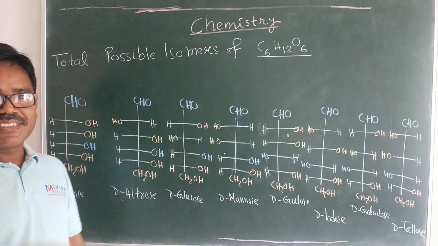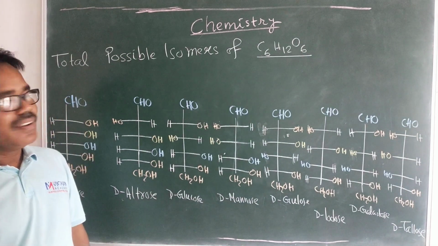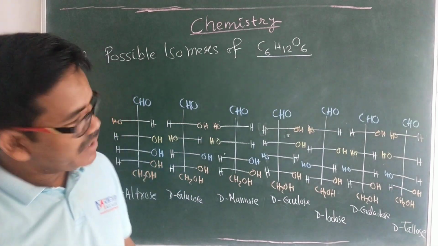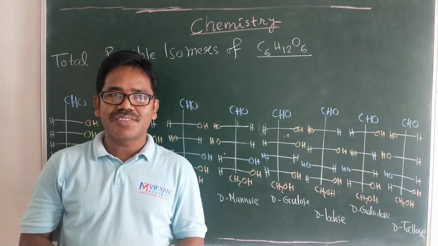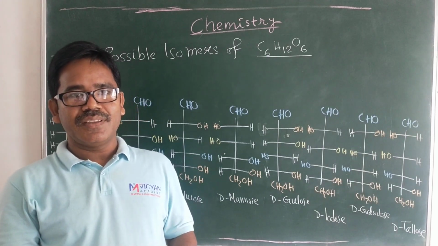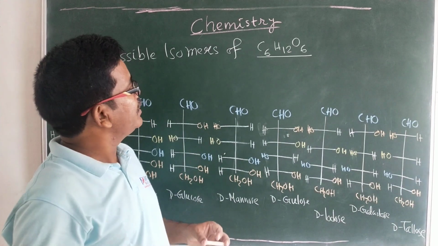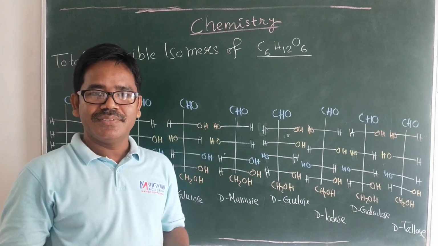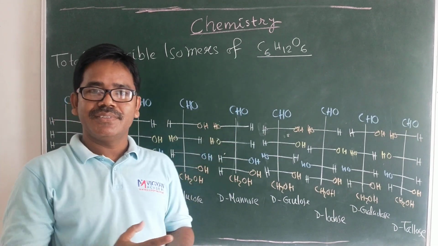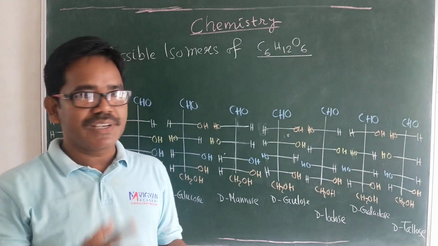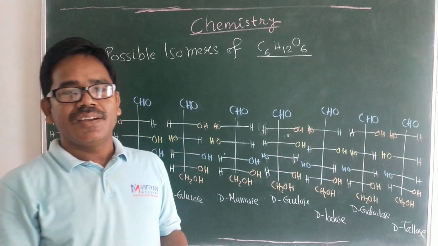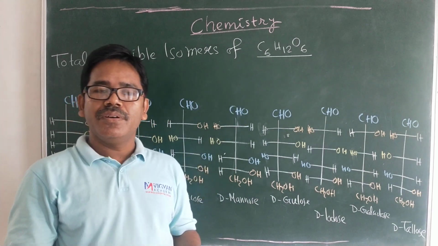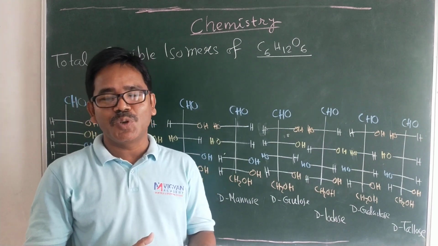Today we are going to discuss the total number of possible isomers for a molecule having the formula C6H12O6. A molecule which is known to everyone, nothing other than the glucose molecule. It is a carbohydrate, called a monosaccharide. Why monosaccharide? Because it cannot be broken down into smaller groups.